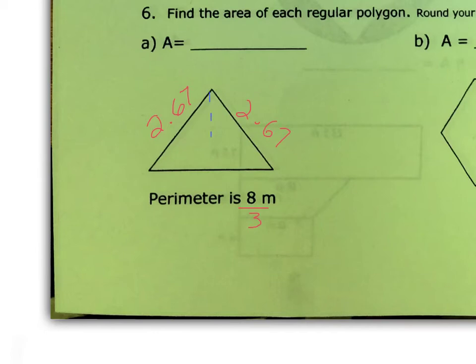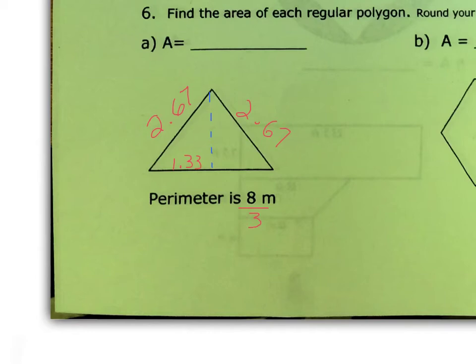Let's find the height by using a squared plus b squared. What is half of 2.66? 1.33. I imagine that 2.67 was 2.6666 all the way, and that's what we rounded up to the 7. But it was 2.66, so half of that would be 1.33. So I'm going to leave it as 1.33.